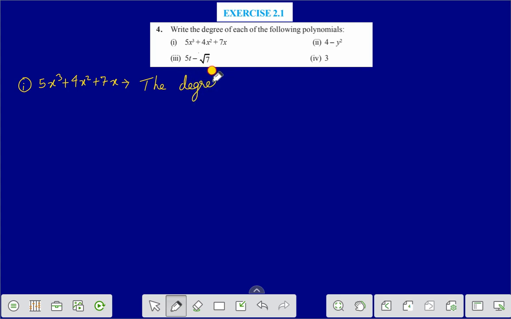The degree of this polynomial is 3. Number 2 is 4 minus y square. Here you see the highest power of y is 2. Therefore, the degree of this polynomial is 2.